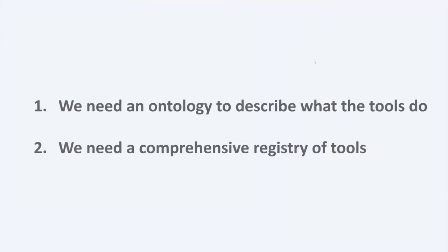So to sum up this short example, we need an ontology to describe what tools do in scientific terms. And then we, of course, need a comprehensive registry of tools that would have all the information and possibly, ideally, all the tools that we need in life sciences.